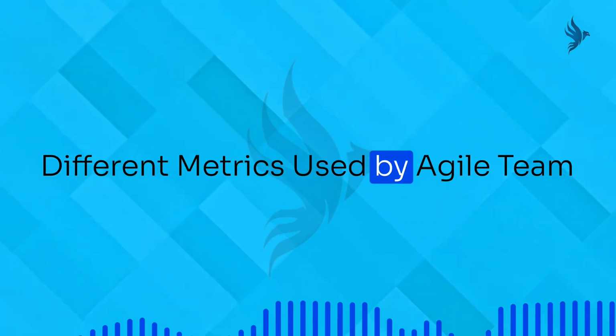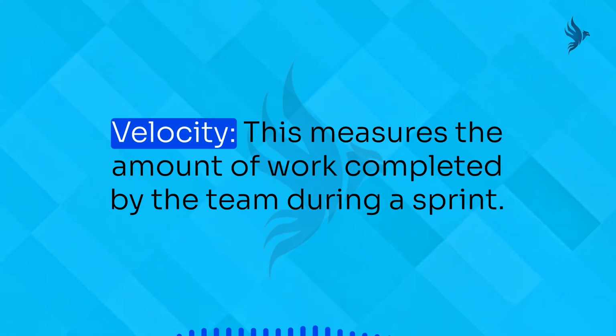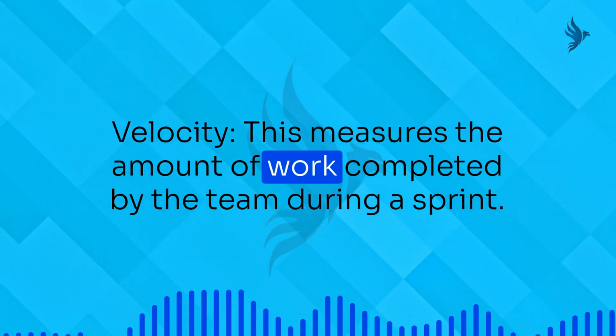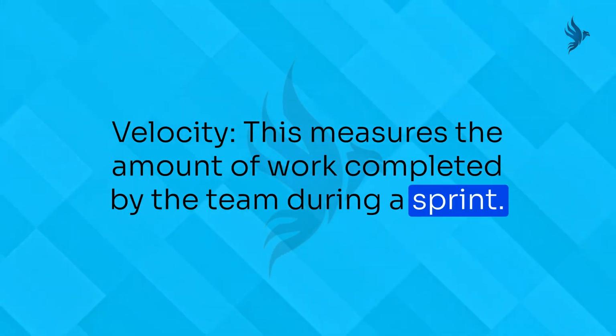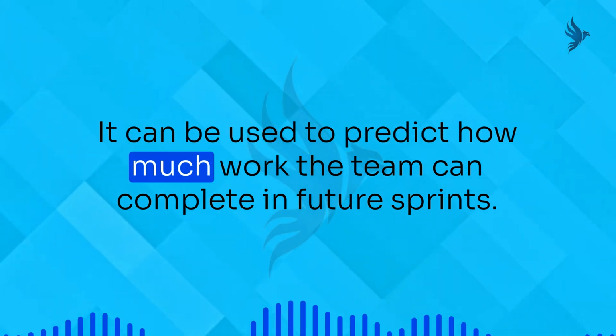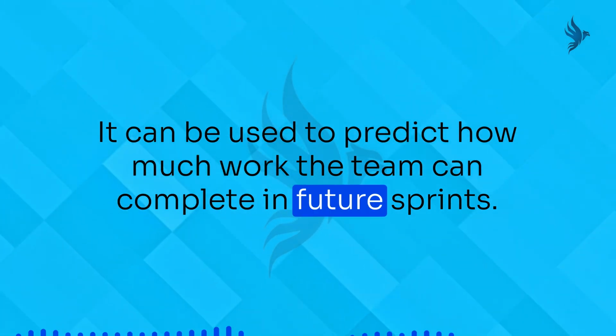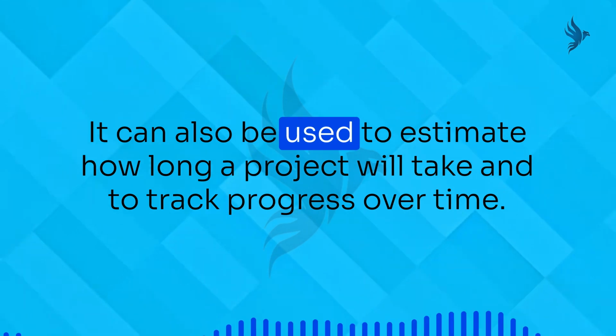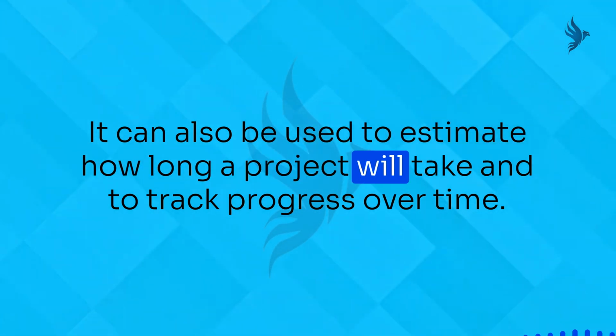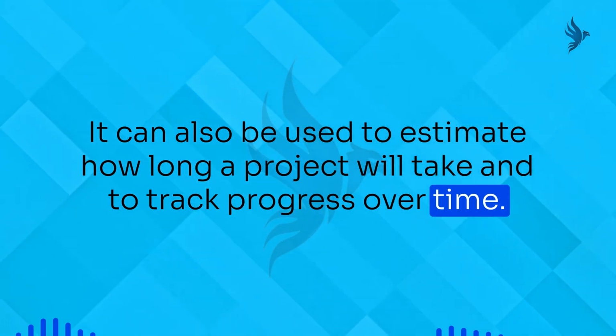Different metrics used by Agile team. 1. Velocity. This measures the amount of work completed by the team during a sprint. It can be used to predict how much work the team can complete in future sprints. It can also be used to estimate how long a project will take and to track progress over time.